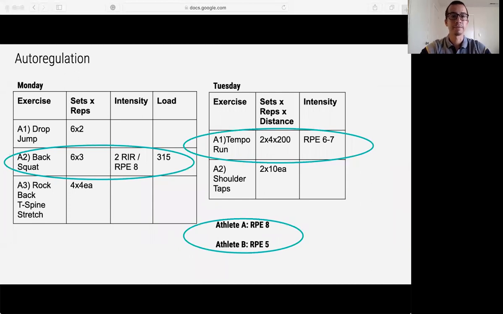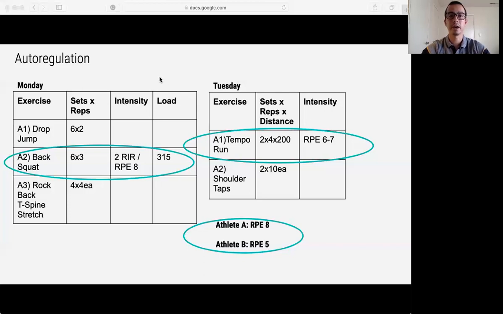So here we have some examples of how we can auto-regulate within our sessions. If we look at Monday, exercise A2, we got the back squat, 6x3. Based on our percent 1RM, they would be working at a load of 315. Now we have that load there, but if they hit that load of 315 and it feels like they have 4 reps in reserve, then we can adjust that and have them increase the weight until they hit that 2 reps in reserve feeling, or an RPE of 8 on the reps in reserve method. So that is one way that we can auto-regulate within our sessions in the weight room.